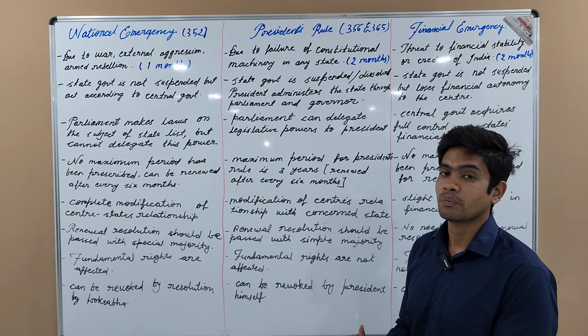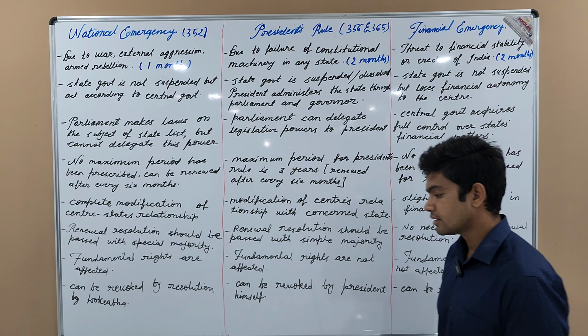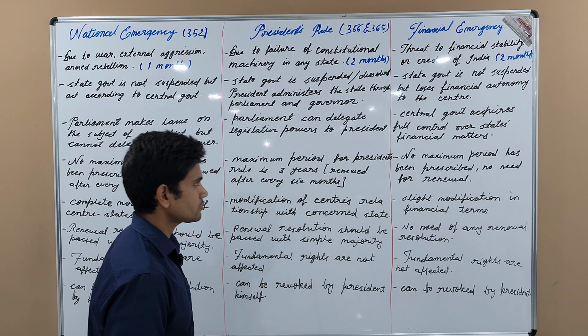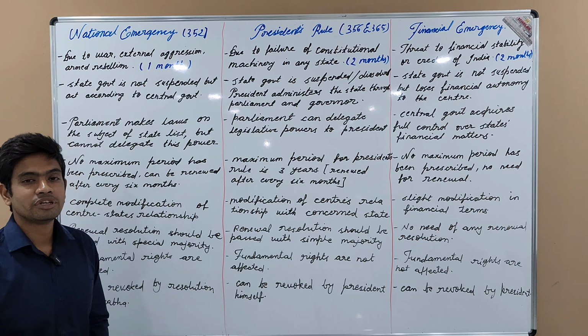Now, in case of President's rule, because there is no state government, all the acts are made by the Parliament, and the Parliament can delegate this power, that means the power of implementation or execution, to any person or authority like the President, and the President carries it out. Now, in case of financial emergency, the central government acquires full control over the state's financial matters. So this is about their powers.